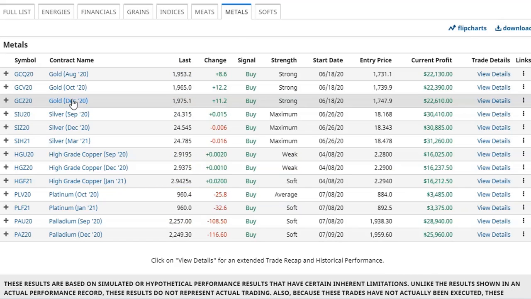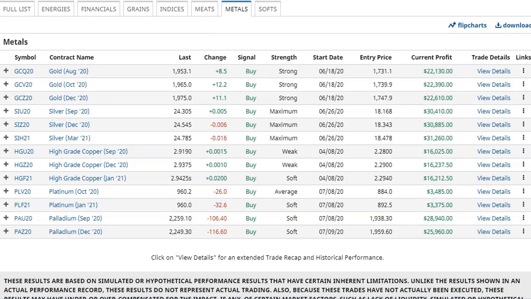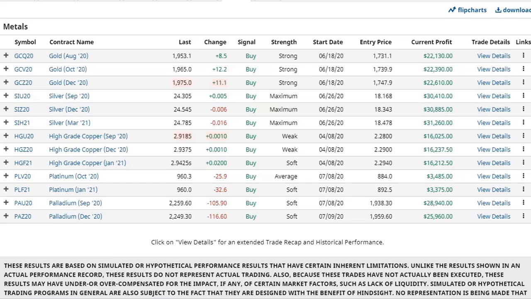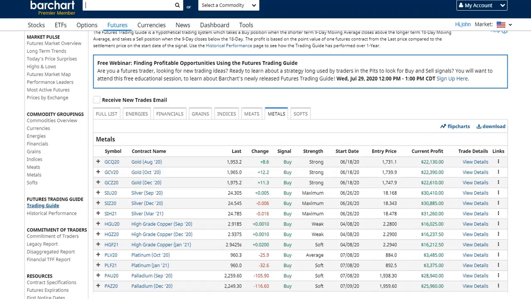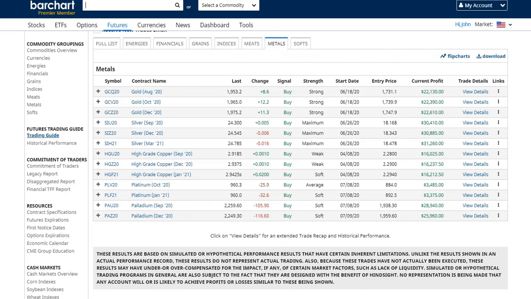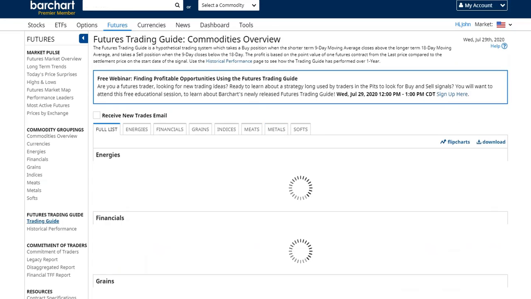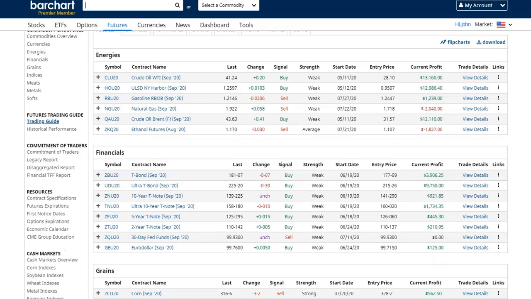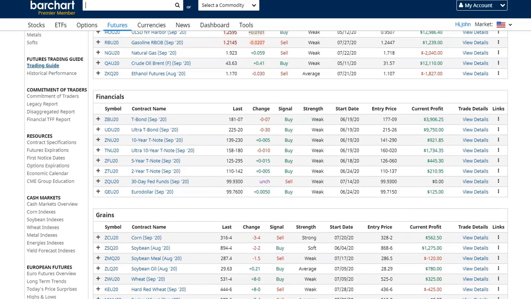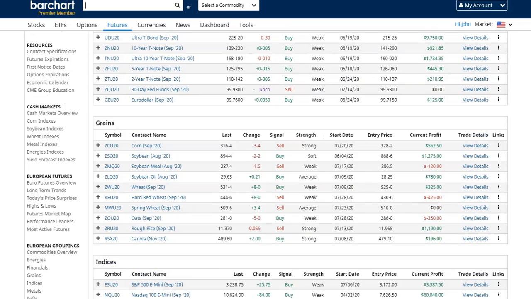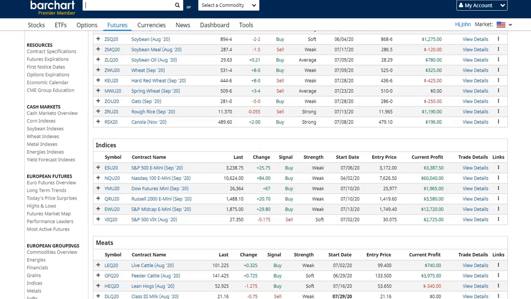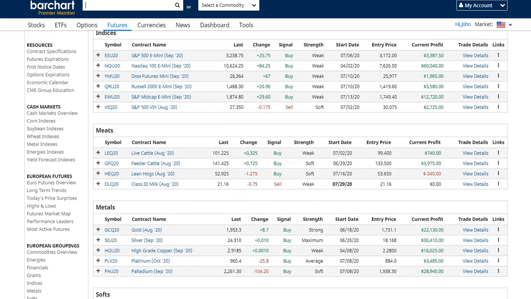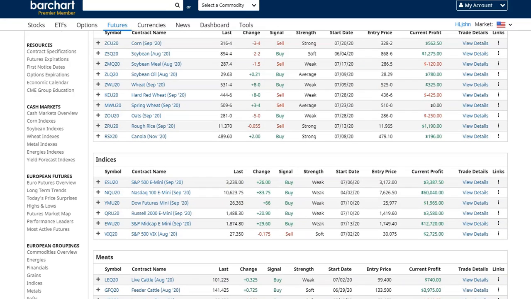Now, if we look at these results here, you can see that right now, all of these open positions are giving some really impressive results. Remember, this is on a one lot contract. So let me go back to the full page here. Energies, crude oil up about $13,000. Financial bonds up $3,000. Grains, there's some nice little winners in there. Indexes, meats, metals, and you can see there are some really substantial profits here.